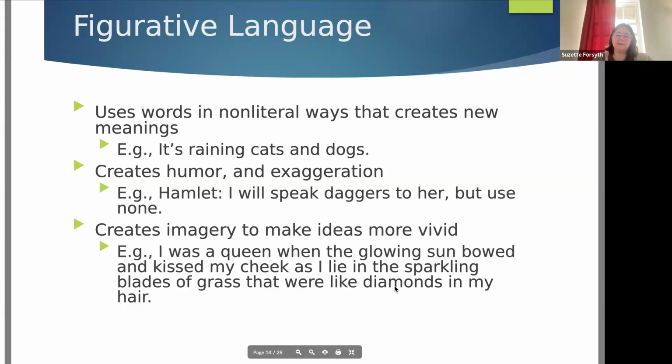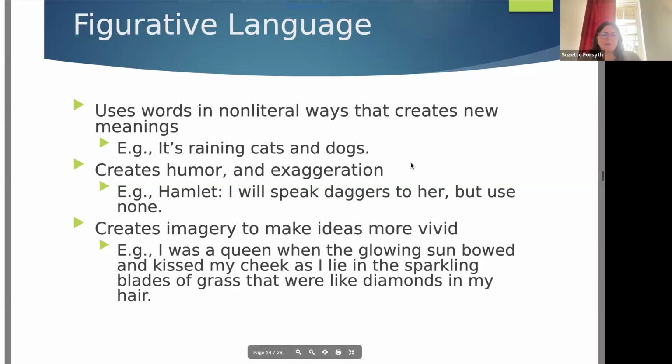Glowing sun bowed and kissed my cheek, so we can feel that, right? We can feel the warmth on the cheek when we've all been outside when the sun was brilliant and we felt the sunshine on our skin. And then the glowing sun, we can see that. Sparkling blades of grass, especially in the morning when there's dew on them, we can see that. That were like diamonds in my hair. So, a person laying there with the sun reflecting on the blades of grass that are mixed in with the hair, that creates a whole image to use figurative language like that.